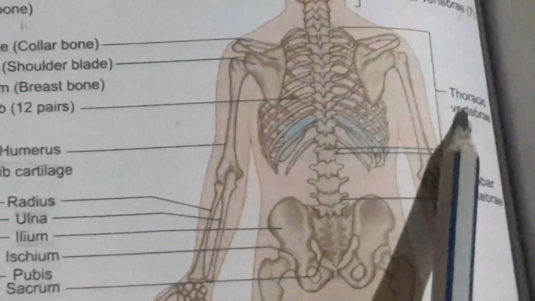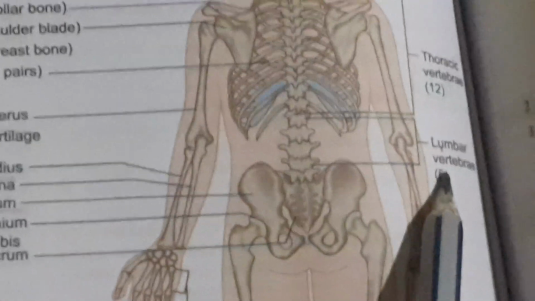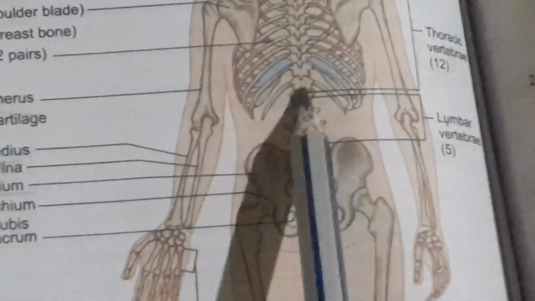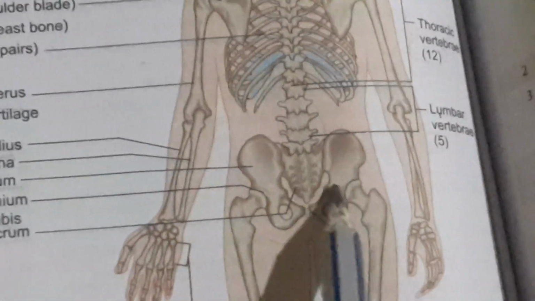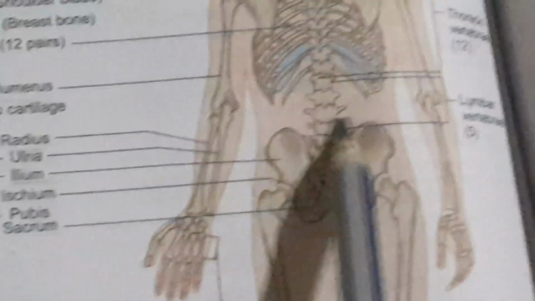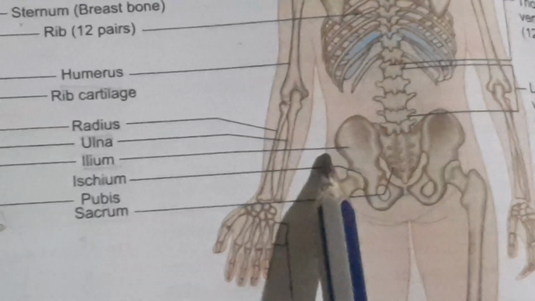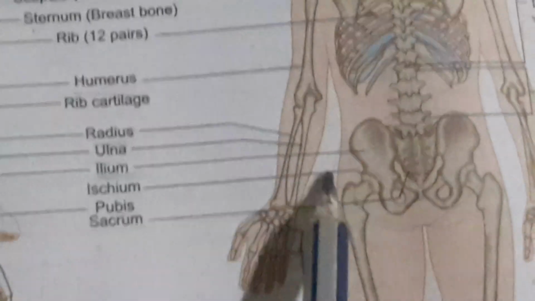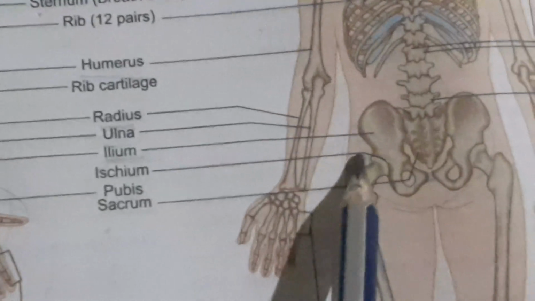Now after thoracic comes the lumbar. That is 5 vertebrae. 1, 2, 3, 4, 5. These are 5 big bones. Now here comes the pelvic. This is the back side of pelvis. It is known as ilium. I-L-I-U-M, ilium.